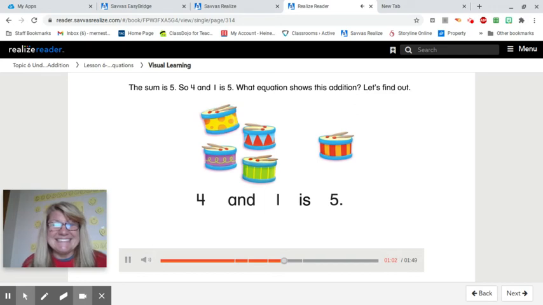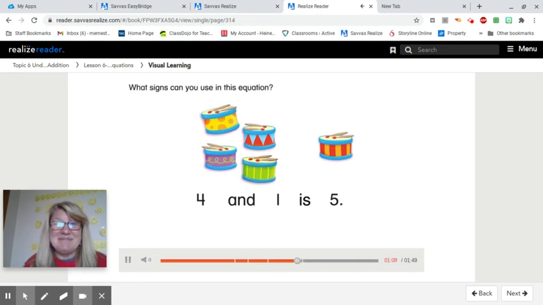What equation shows this addition? Let's find out. What signs can you use in this equation? We know the answer. We're so far ahead of them. Good job, kindergartners. I can't wait for you to be able to answer before them.